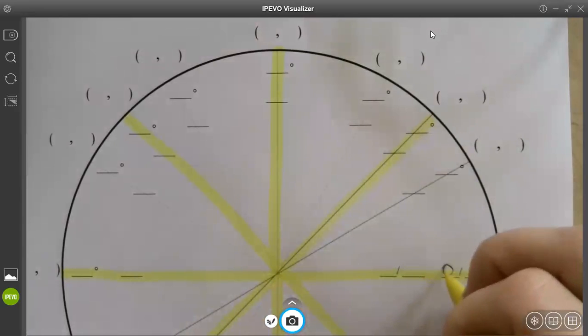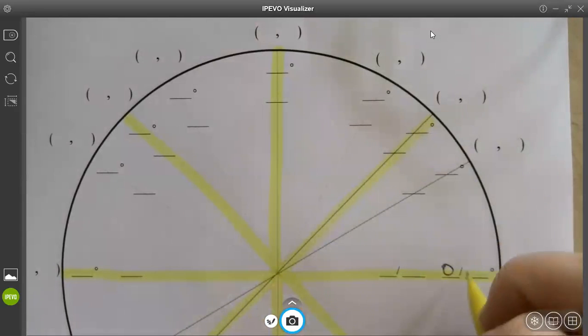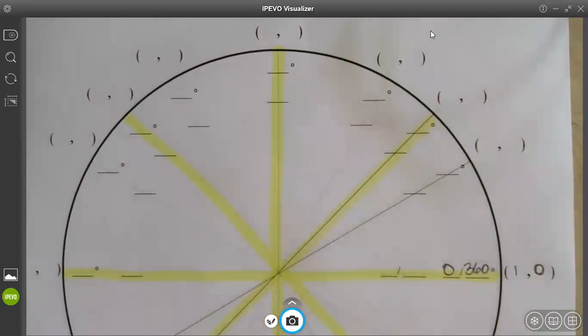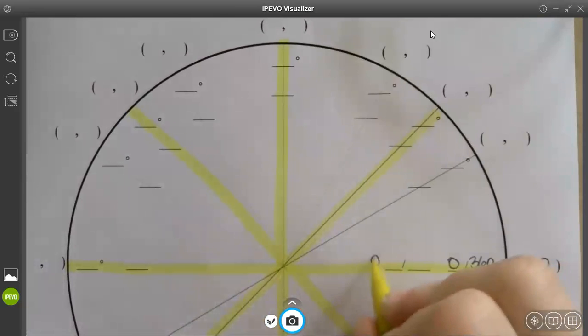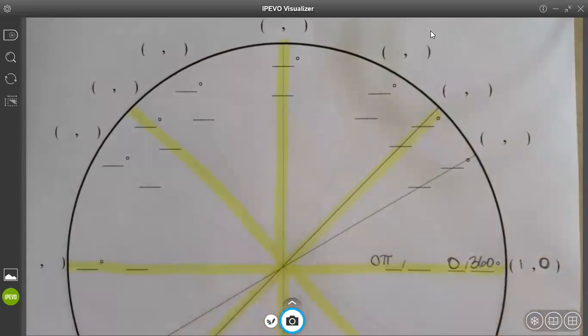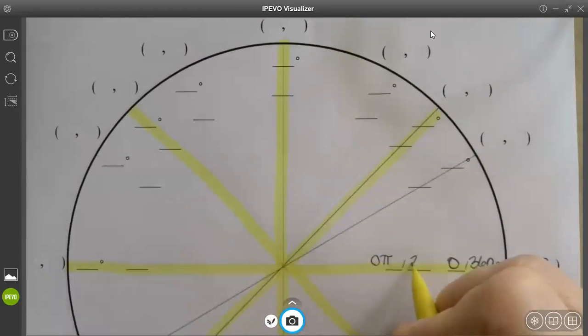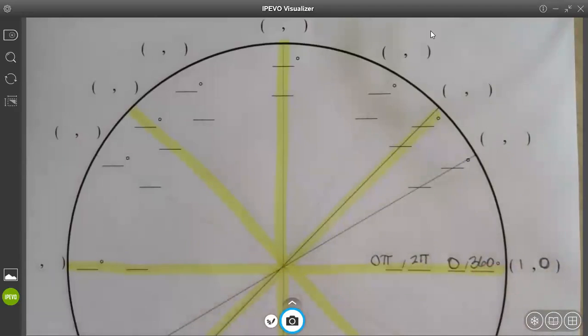We start at 0 degrees, and a full circle is 360. As far as radians, we have 0 pi and 2 pi. All right, again, your main diagonal, the cross right through the middle, that's what we're going to work on first.